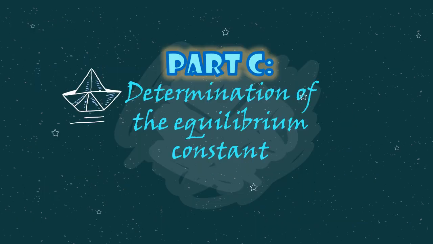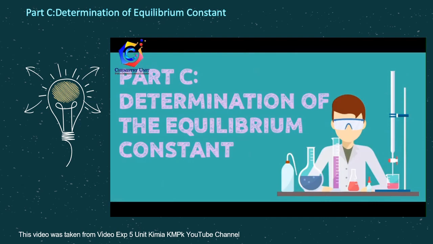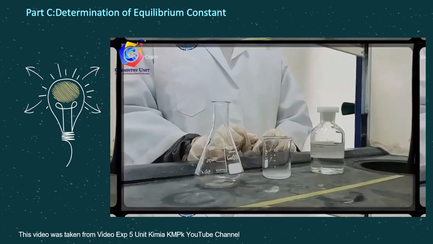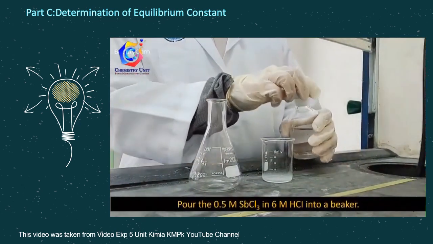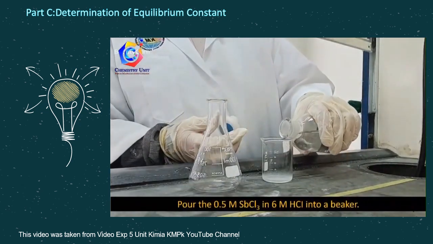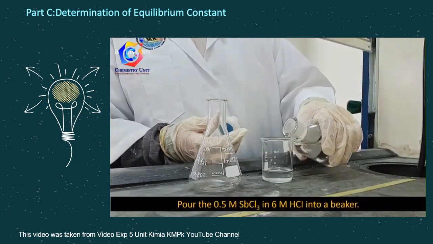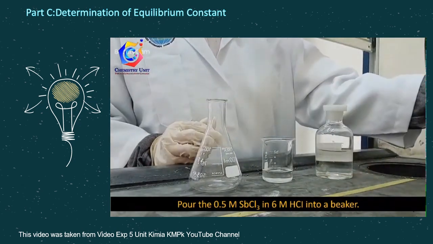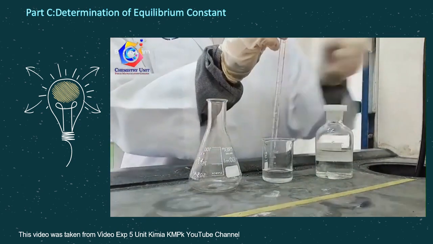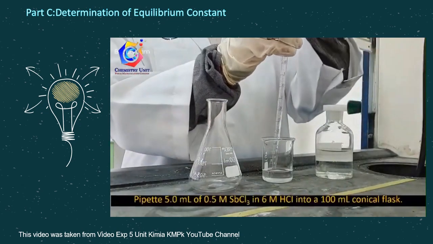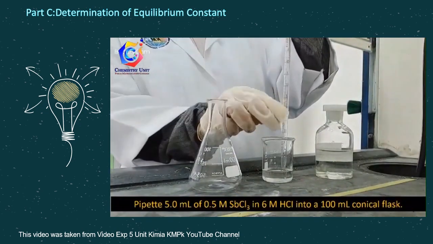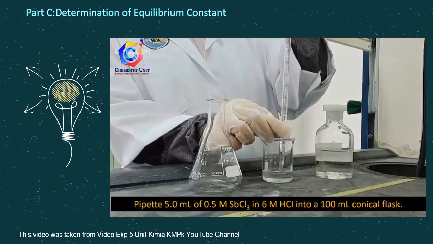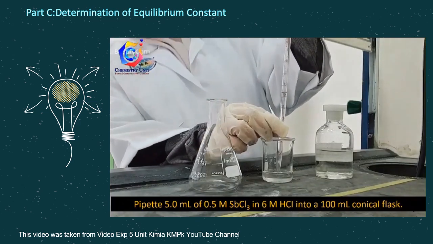Part C. Determination of the equilibrium constant. Now, part C. Pour the 0.5 molar antimony chloride in 6 molar HCl into a beaker. Pipette 5 ml of the antimony chloride in HCl into a 100 ml conical flask.